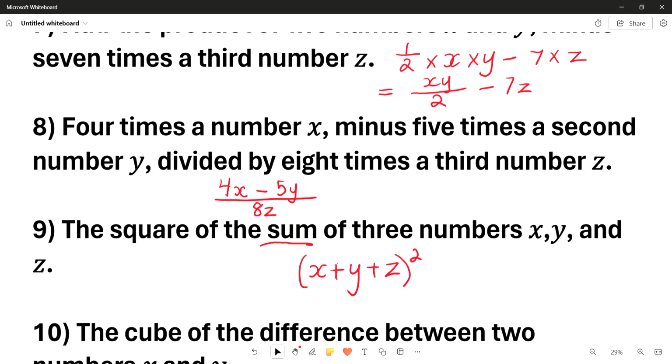So please be mindful that the square of the sum of all of that means that you have to add all of those numbers together and then square it, right? So you have to write it in brackets like this.